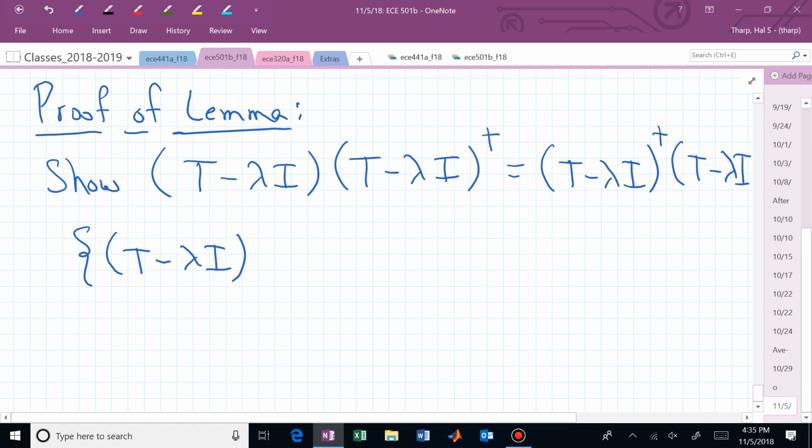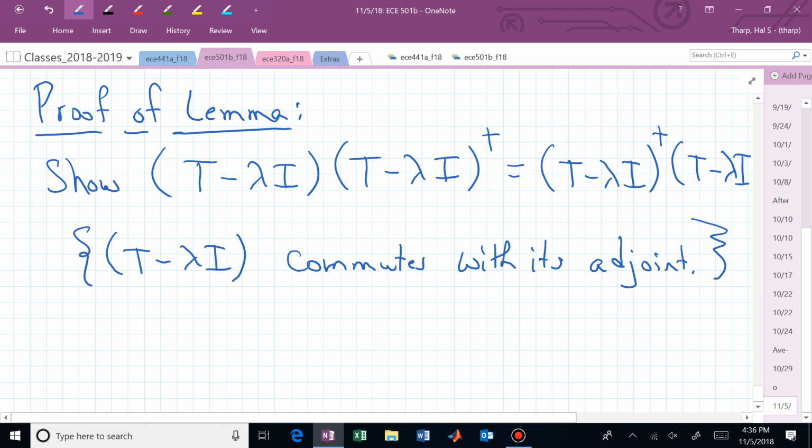Just saying. So now T minus lambda I commutes with its adjoint. That's the wording of what I just showed above. And what we are actually using are two results. What is the adjoint of a complex number?